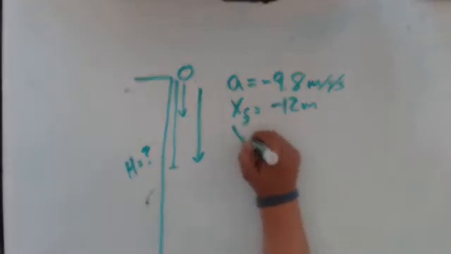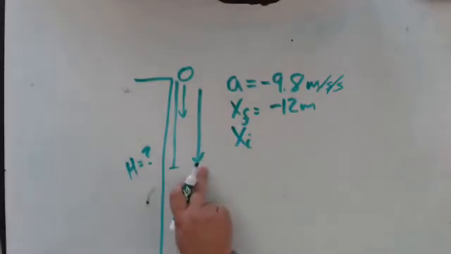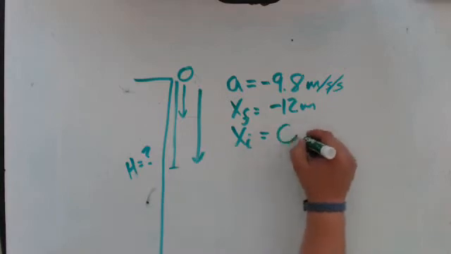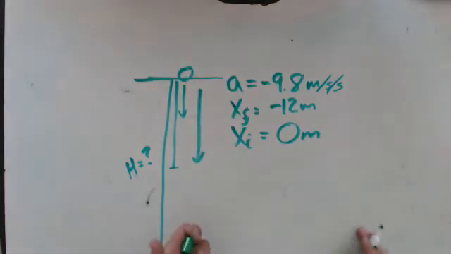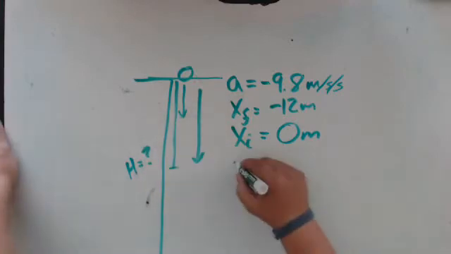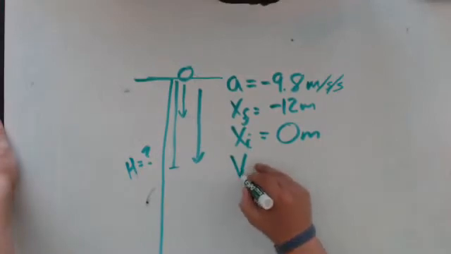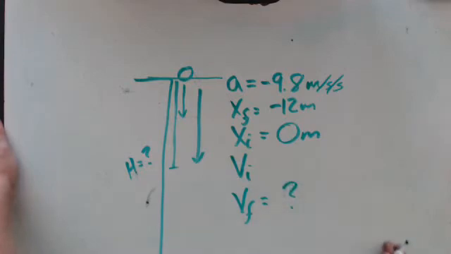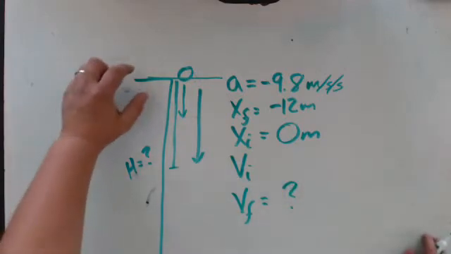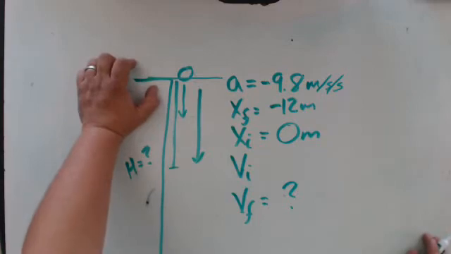Now my initial position, if this point is negative 12, should be 0 meters, meaning at this point it's 0 height. Everything below it is going to be this negative distance. Now, what about velocities, velocity initial and velocity final? Well, I don't know how fast it's traveling after that distance, so I'm going to leave it alone. And there doesn't seem to be any information to tell me how fast it's traveling in the very beginning.